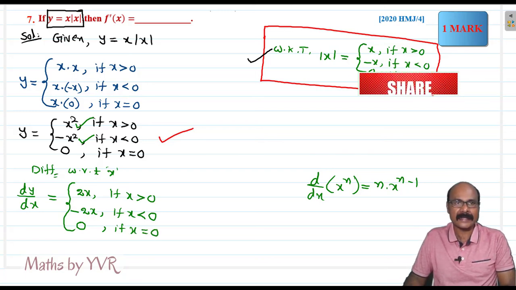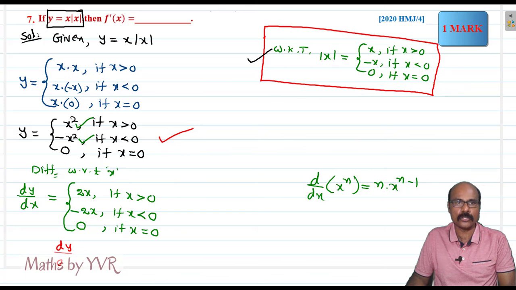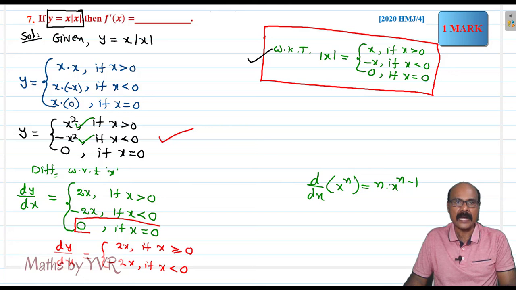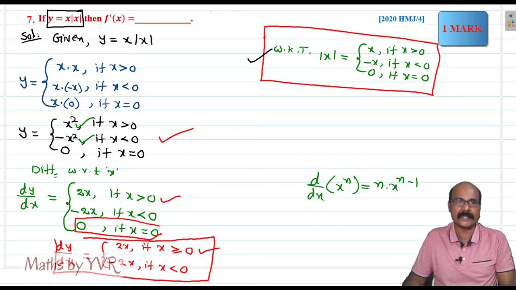So instead of writing these three different cases, we can write like this. dy by dx is equal to 2x if x is greater than or equal to 0, and minus 2x if x is less than 0. What I did here is I combined the 0 case and the greater than case into one case. So this is the derivative of the given function with respect to x.